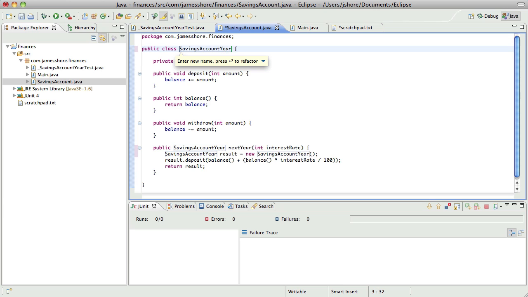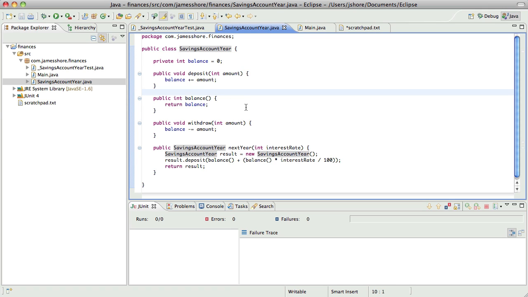In case you were wondering, the reason I like putting an underscore in front of my test names is because it causes them to all sort to the top. It's just a cheesy little technique. Some people like to put their tests in a different package or a different folder, but I like having them right next to my production code, but not intermixed with them. So I use an underscore to cause them to all sort to the top. All right, so there's our savings account year.